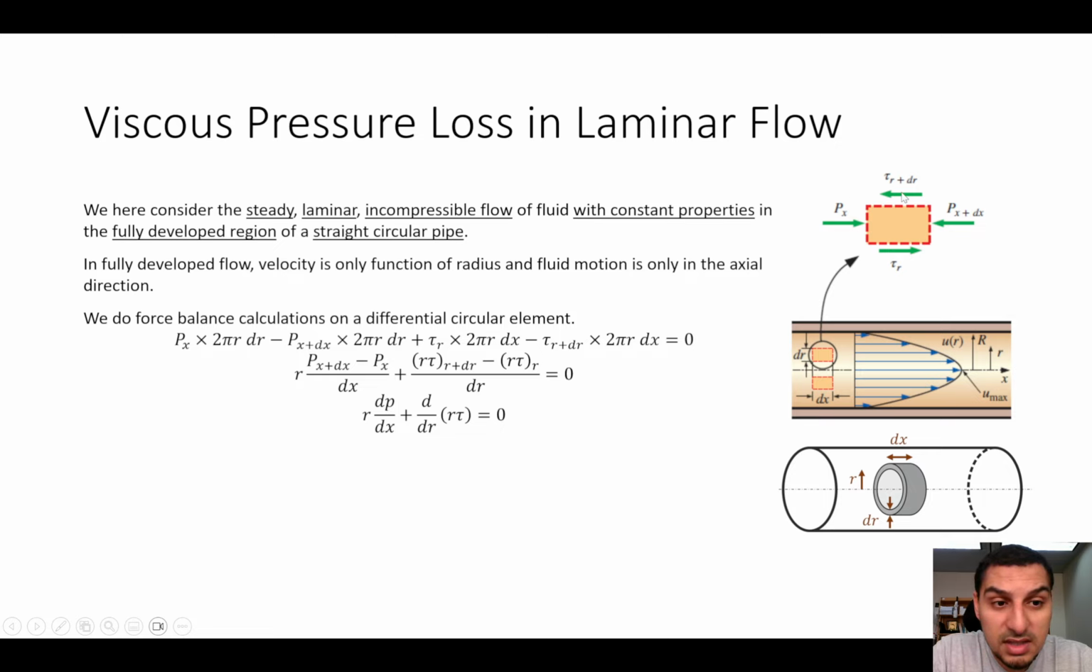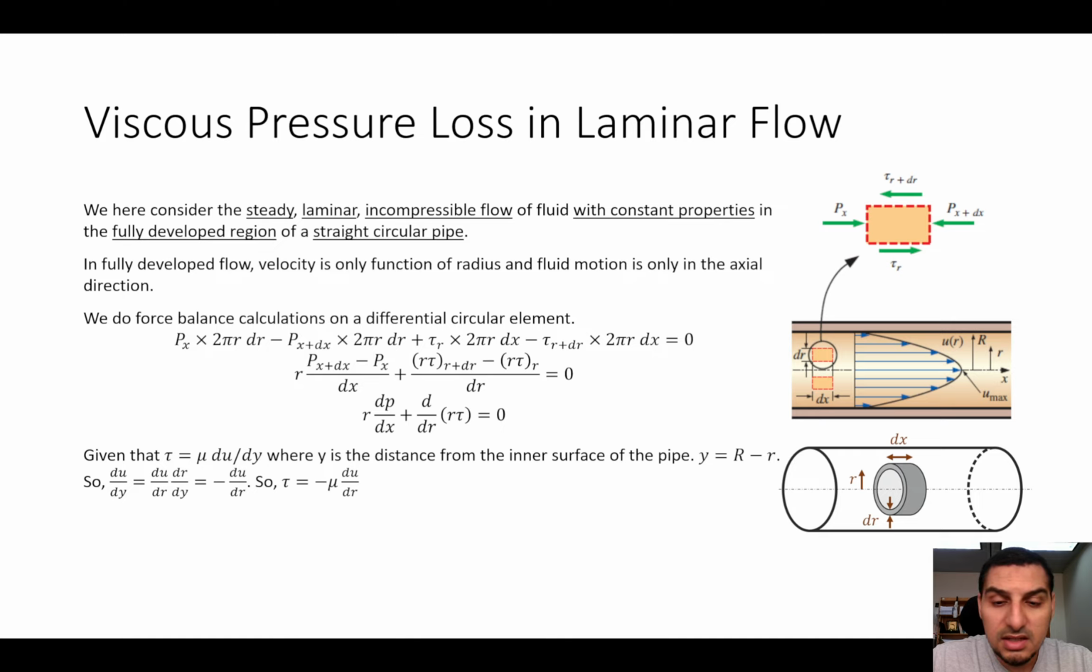While the tau depends on the radius, because at r it has a value and at r plus dr it has a different value. So we grouped them here: r tau at r plus dr minus r tau at r, divided by dr. This is dp by dx, and this is d(r tau) by dr. So this is the differential of the pressure with respect to x, and this is of r tau with respect to r. So this is the equation that we have here.